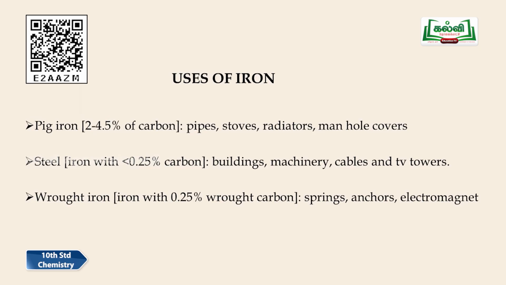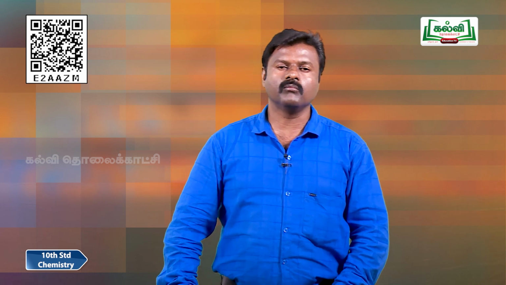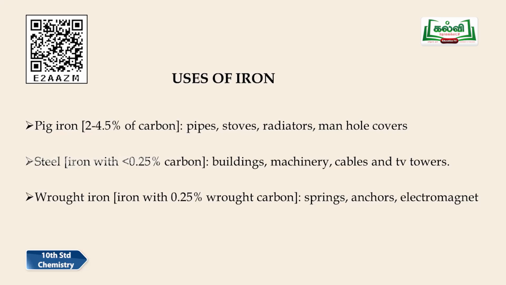Okay. Then steel, that means it is iron with less than 0.25% of carbon. You know the uses of steel. It is widely used in buildings, machinery, cables, that means transmission cables, TV towers and making alloys. So, these are the important uses of steel. And finally, wrought iron. This is iron with 0.25% of carbon. This is used for making springs, anchors and electromagnets, right.